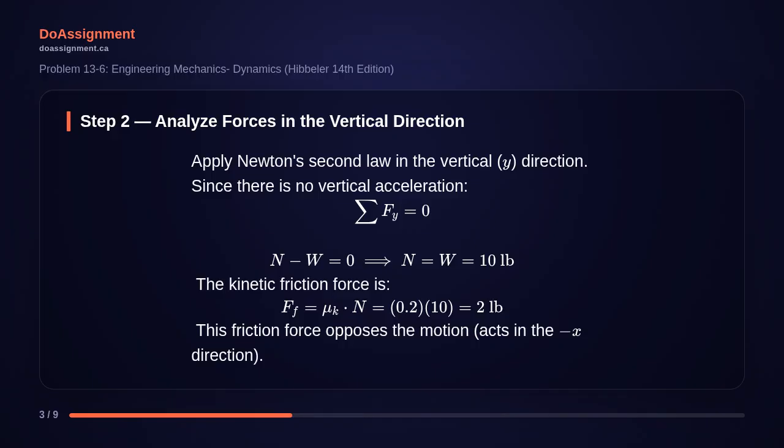Looking at the vertical direction, since the block does not accelerate vertically, the normal force equals the weight, which is 10 pounds. The kinetic friction force is then mu k times the normal force, giving us 0.2 times 10, which equals 2 pounds. This friction force acts opposite to the direction of motion.